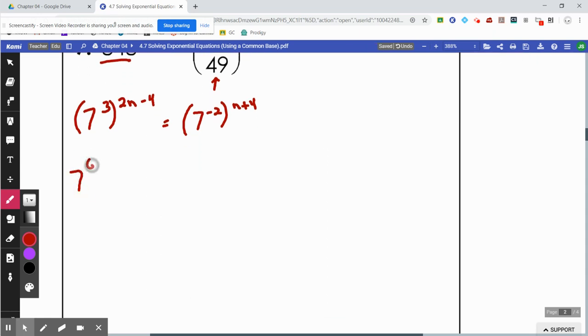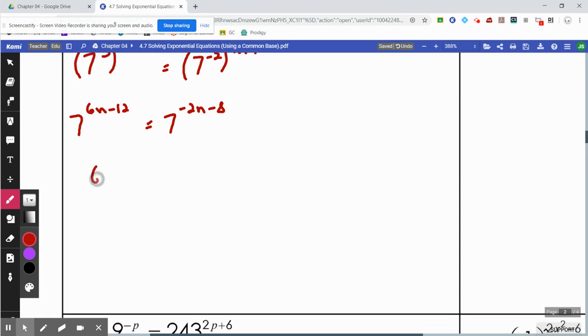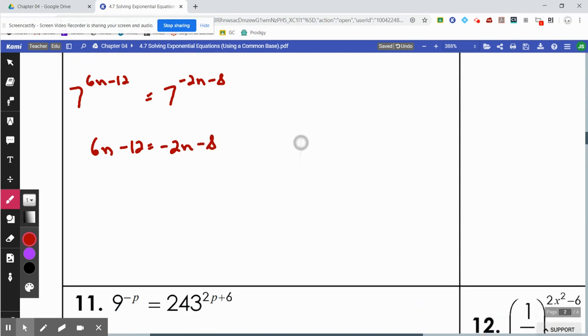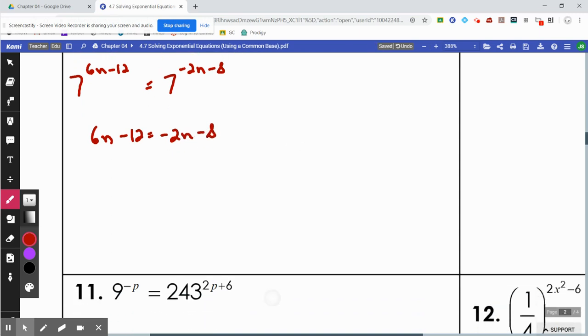Don't forget to distribute. That'd be 6n minus 12 equals 7 to the negative 2n minus 8. Let's now set the powers equal to each other. 6n minus 12 is negative 2n minus 8. All the n's go to the same side. Let's add 2 n's. That gives me 8n. Let's add 12. That gives me 8n is equal to 4.